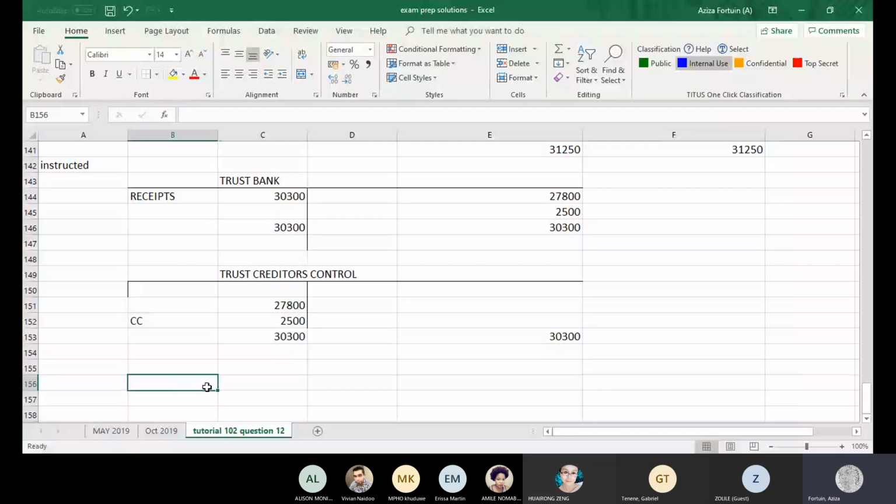Okay. For the trust creditors, it's the same as trust creditors control, because there is only one trust creditor. So let's do the fees account. Let's give everybody a chance before you go, Maggie.